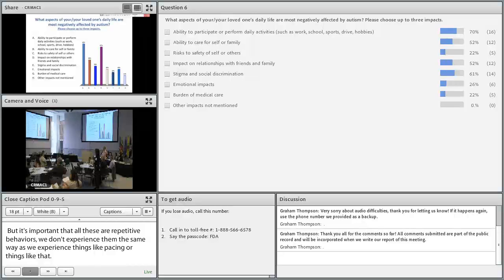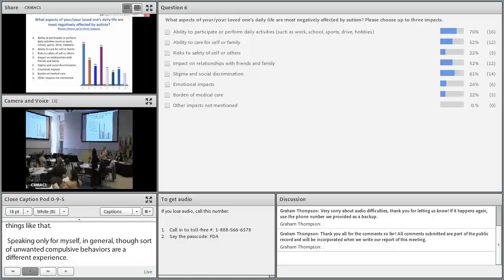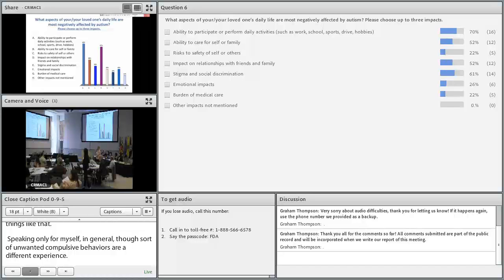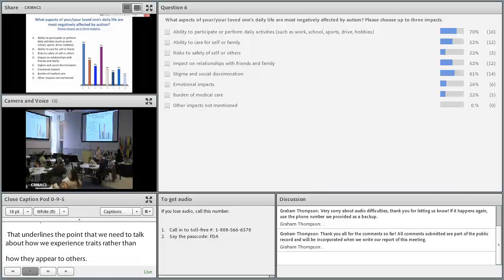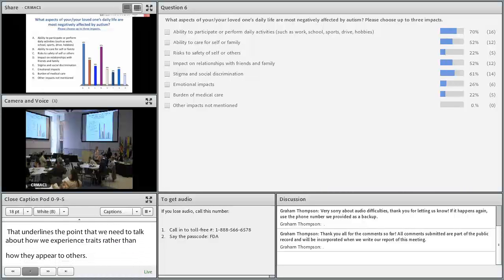And I think that underlines the point that we need to talk about how we experience autistic traits rather than how they appear to others if we want to effectively look at what needs treatment options and what isn't a problem. Okay. All right, Zoe, we'll be moving into the treatments. I think you're making a nice segue.